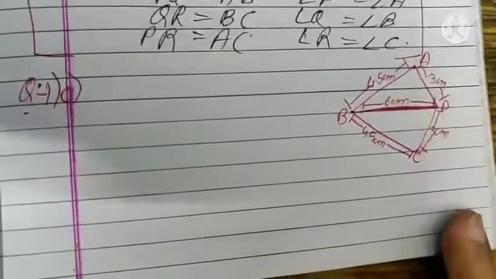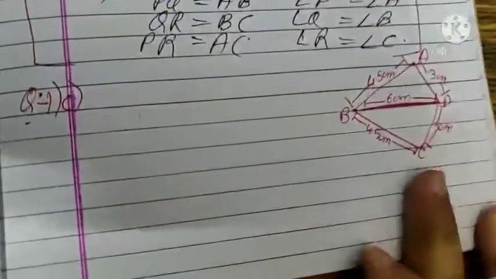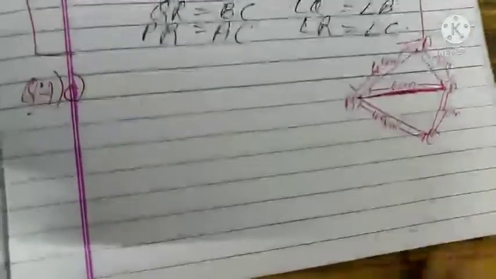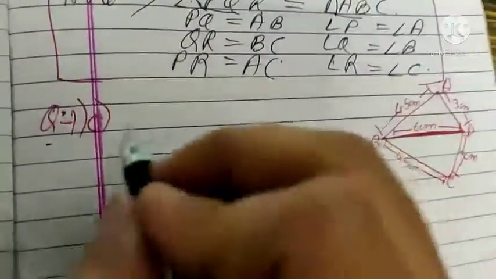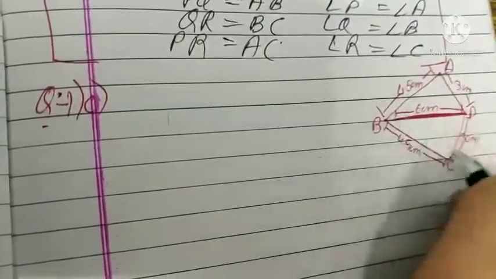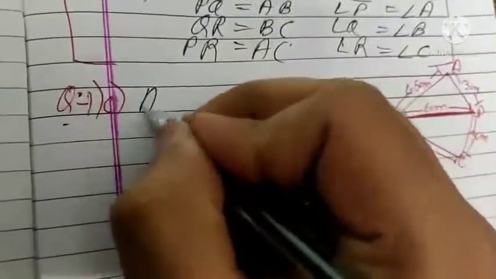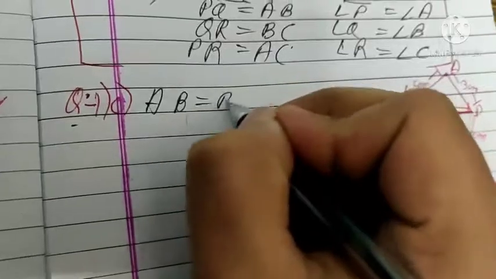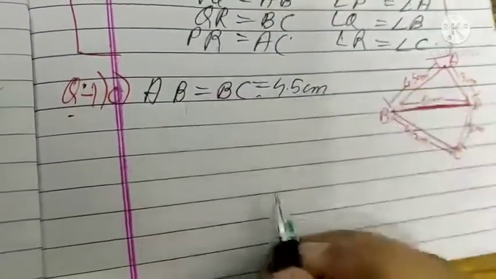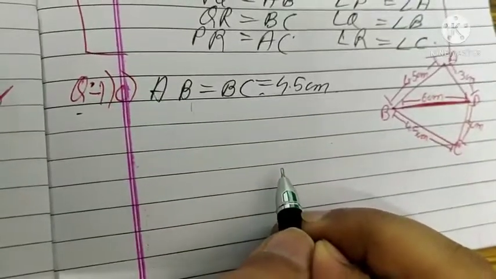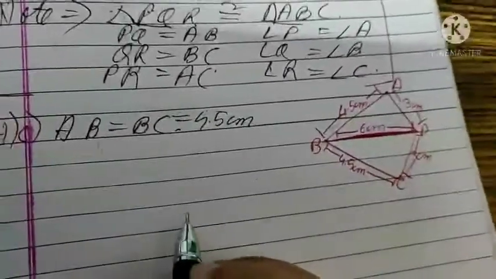This is our next question. Here we have to give the correct order and correspondence for this triangle. You have to prove that these two triangles are congruent. How are these two triangles congruent? Here, this above triangle and this lower triangle. This is 4.5, this is also 4.5. That is, AB equals BC, both are 4.5 centimeters. Then AD equals CD.